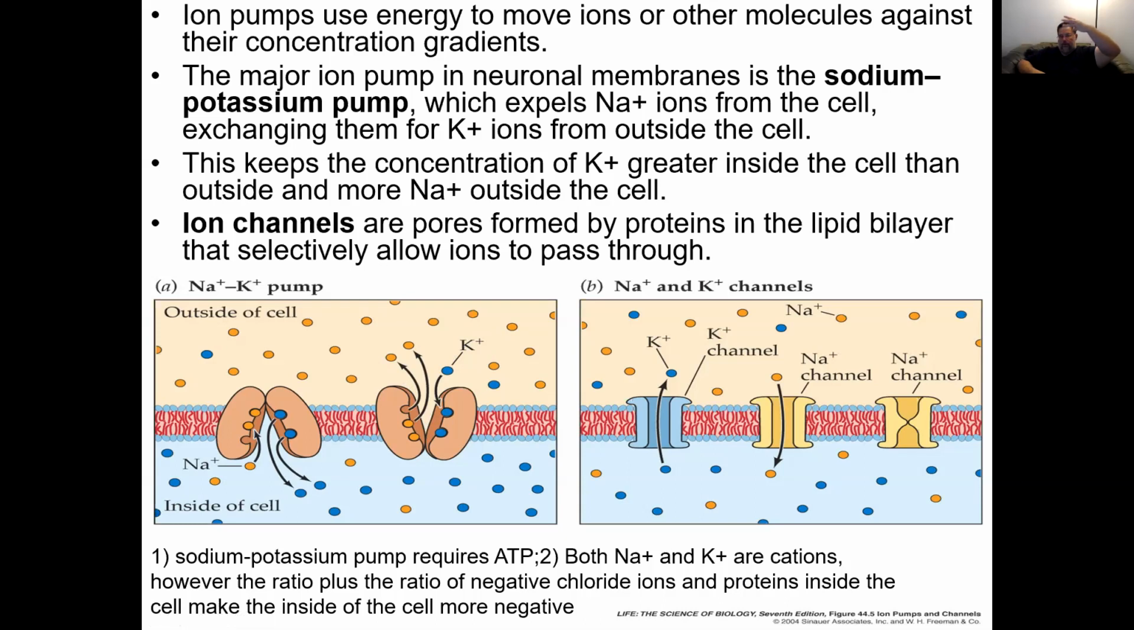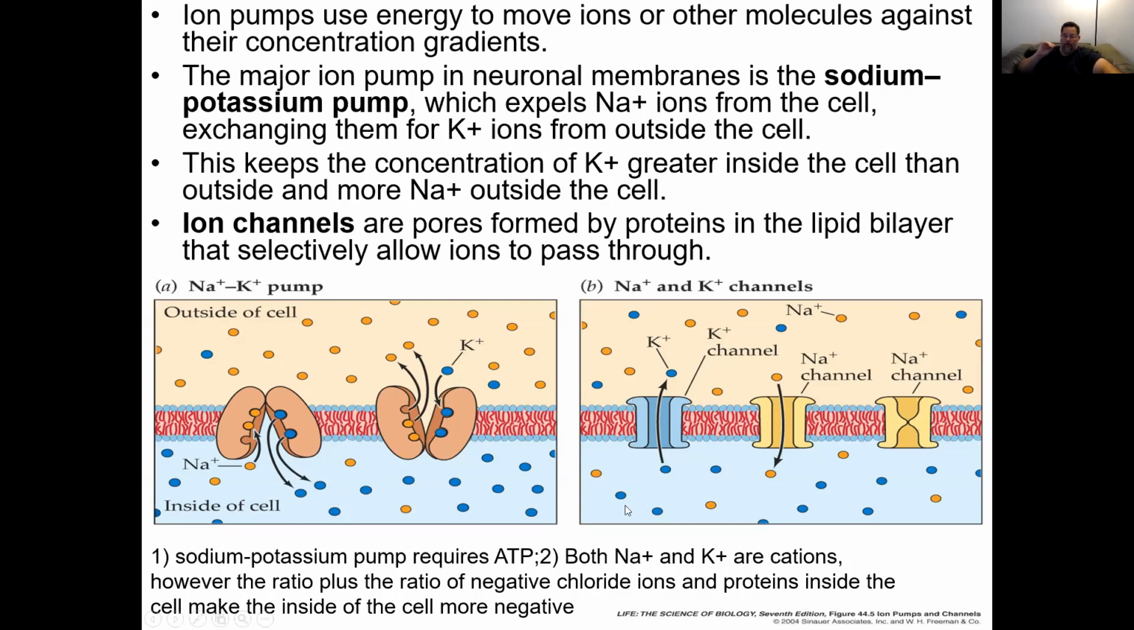So 3 positives are leaving, 2 positives are coming in, because remember, potassium is positively charged. So 2 positively charged atoms are coming into the cell, 3 positive sodiums are leaving every time this channel works. And what do you think is probably helping pump and move this channel? Well, it would be adenosine triphosphate, the fuel source of cells. And so the sodium is being pumped out, forming a concentration gradient where you have more sodium on the outside than on the inside.